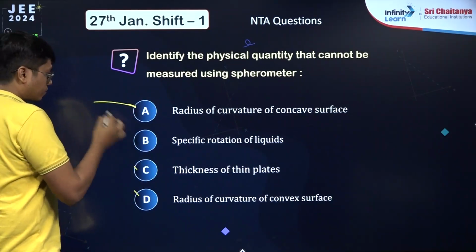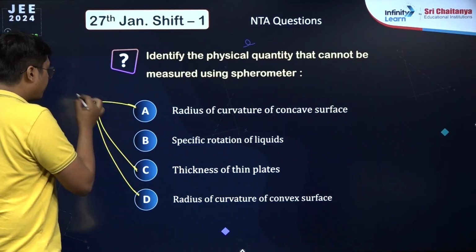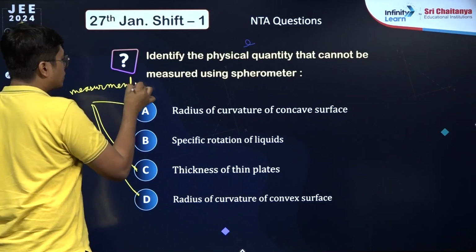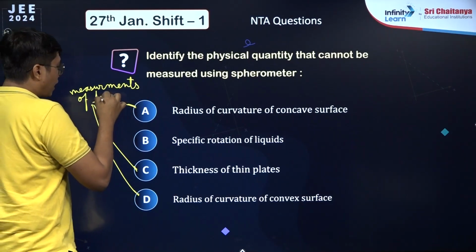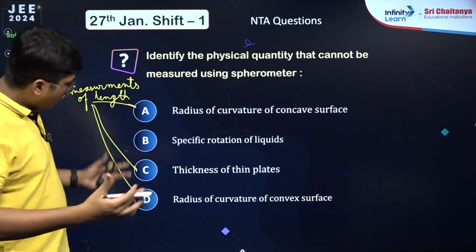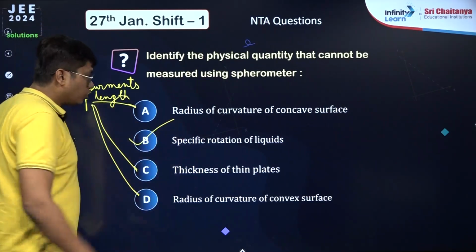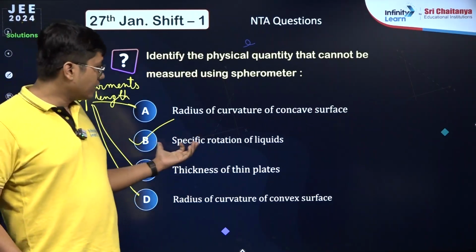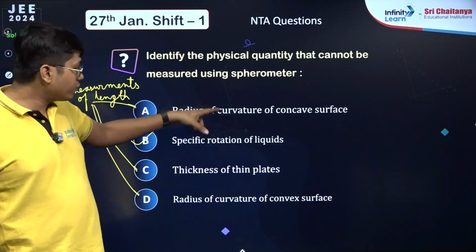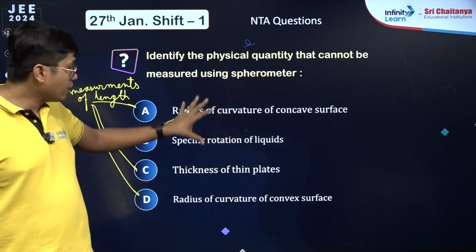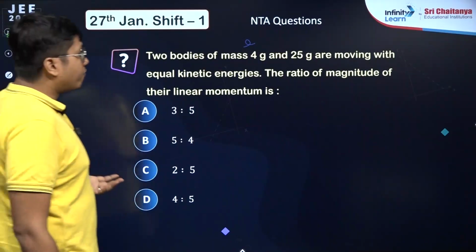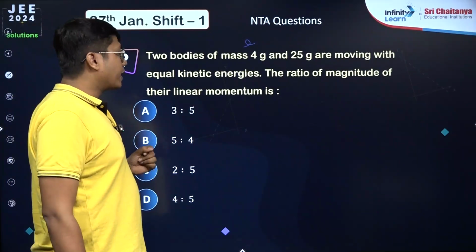These three measure length. These three would all be measurements of length. And the only odd one out here is this one, specific rotation of liquids. So just from that logic, you can answer that this will be the correct one. This is the one that cannot be measured. Because if it can measure length, it would have been able to measure in some extent to all of them over there.